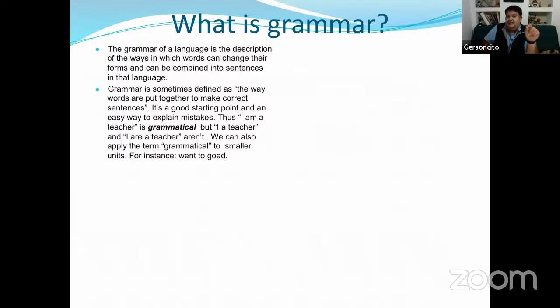So check what Gustavo read. He said "I am a teacher" is grammatical, while "I a teacher" and "I are a teacher" are both incorrect. So you say "I am a teacher," that is the correct form. Or it could be small words such as "went to go." These examples are actually real examples from real American people. They speak like that. Instead of saying "you were," they say "you was." Instead of "I am a teacher," "I are teacher." Or "went to go." Very, very bad.